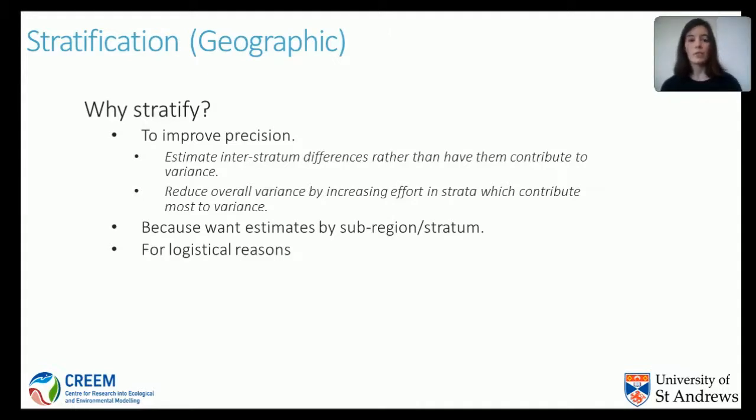And you can actually reduce the overall variance by increasing effort in the strata which contribute most to the variance. So, as with the Iceland survey, more effort was placed in those inshore waters where density was suspected to be higher.